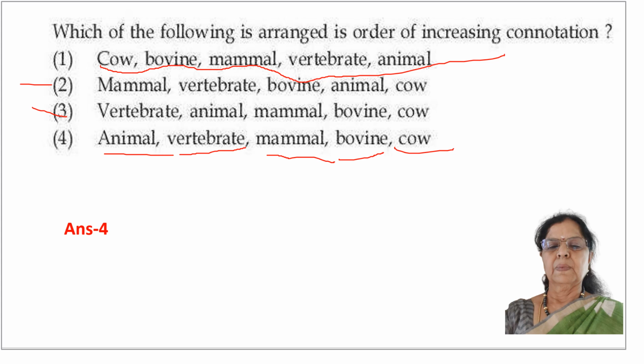But here, since it is asked, it is the increasing order of connotation. This one has got the increasing order, starting from the smallest connotation to the highest connotation. When we say cow, it is very specific and it has got more concept, more meanings. All right.